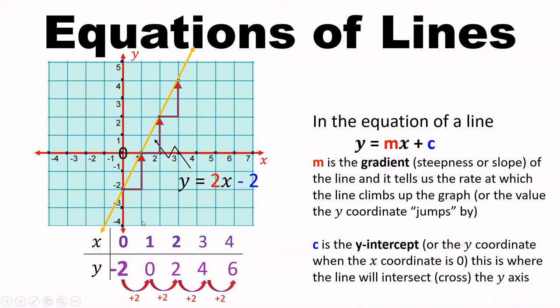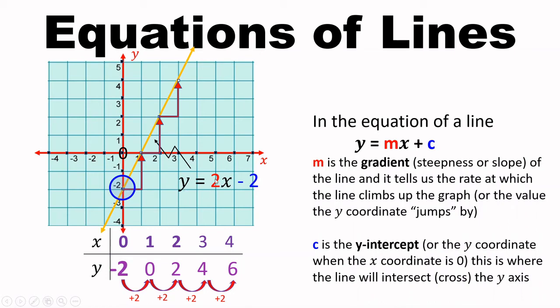So my gradient, or my jumping number for my y values, is 2. That's the steepness of the line, and the bigger that number is, the steeper the line will be. My y-intercept should be very clear and obvious. Whenever you see a line graphed, look at where that line crosses the y-axis. This one definitely crosses the y-axis at -2. So that's what gives us the equation of the line.